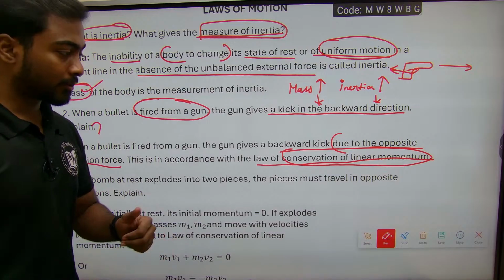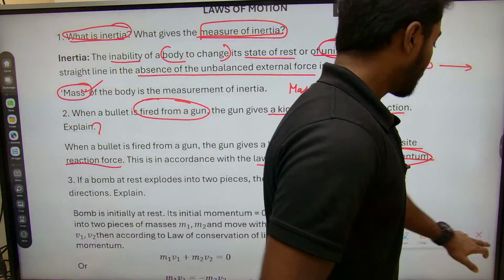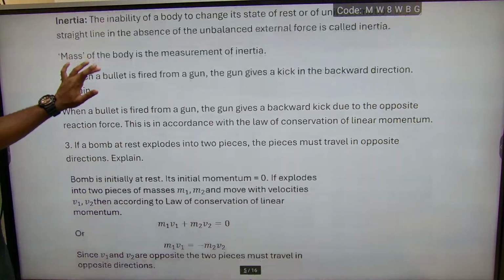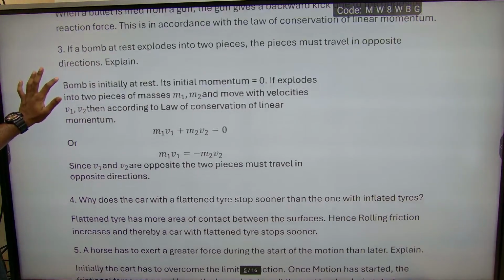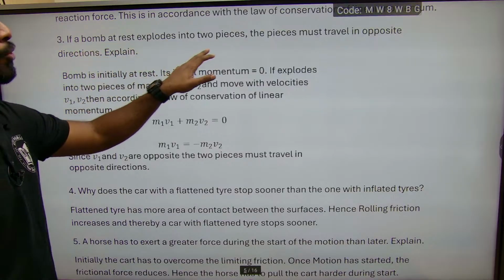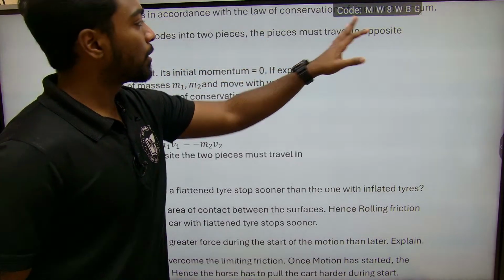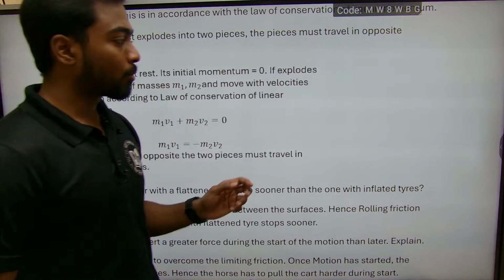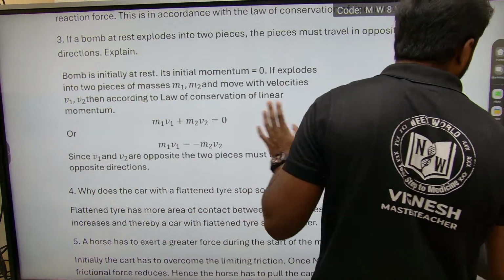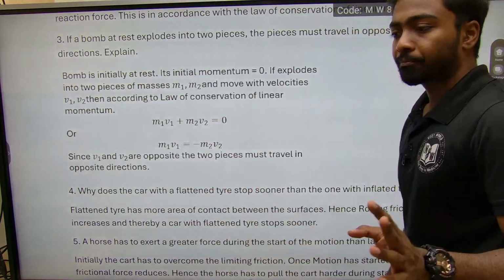The next question is, if a bomb at rest explodes into two pieces, the pieces must travel in opposite directions. Why? What is the reason behind that? Explain that. This is the third question.